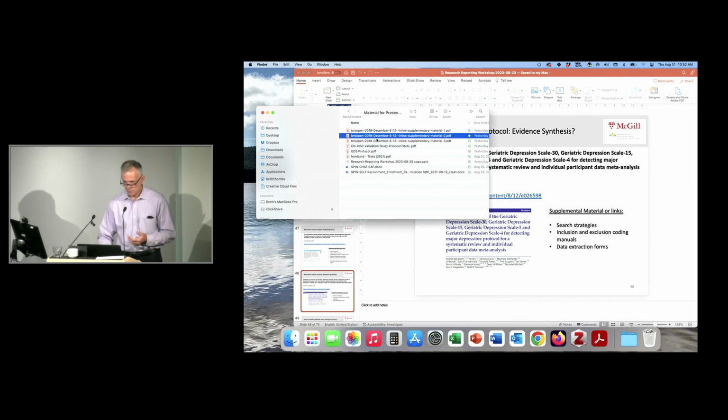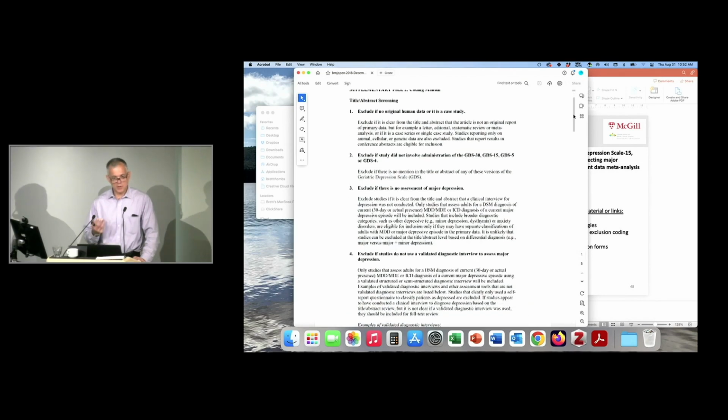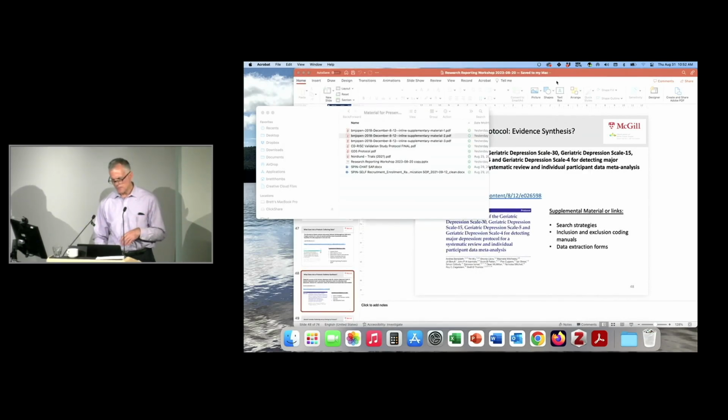We include, we do all of our screening for systematic reviews in an online program, but each of them has basically, the title abstract. Exclude it if it's not human data, and here's the instructions. Exclude if it doesn't. Every single one of all our manuals that people use to actually select studies for our review, again, they're in the back of the supplements.